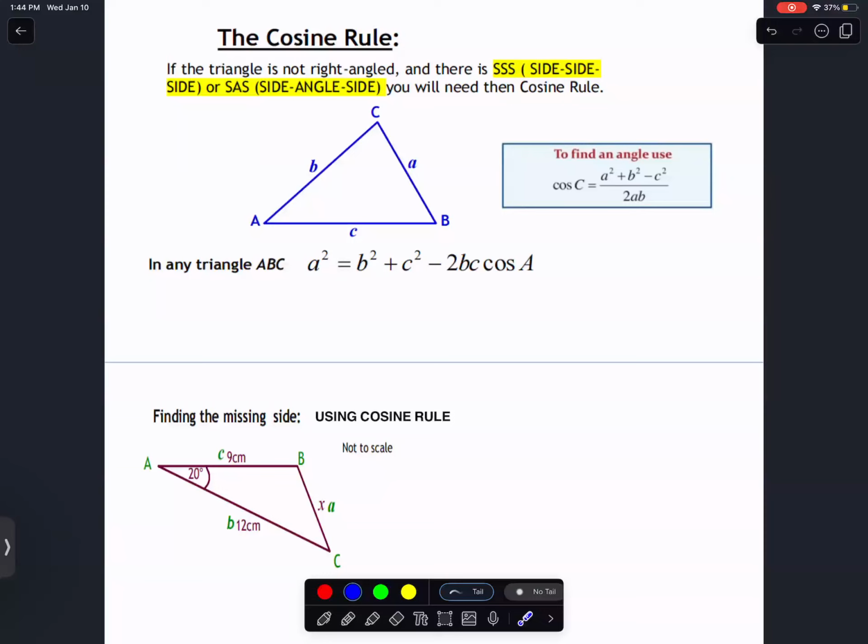So this class we'll be looking at the cosine rule. We have finished our sine rule. Then the cosine rule is what we are going to apply in solving our triangles, in looking for the side or any of the angles unknown.